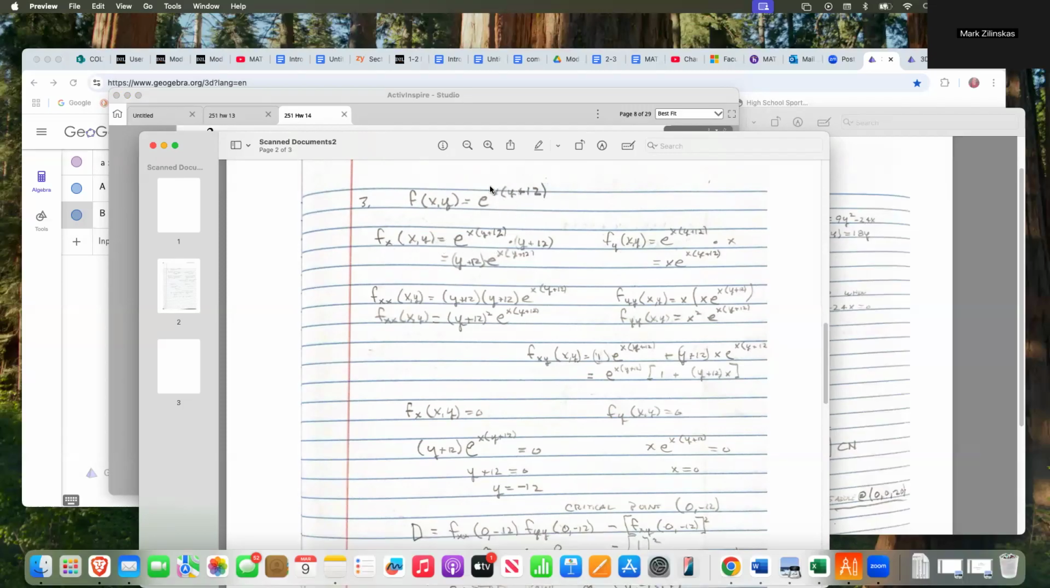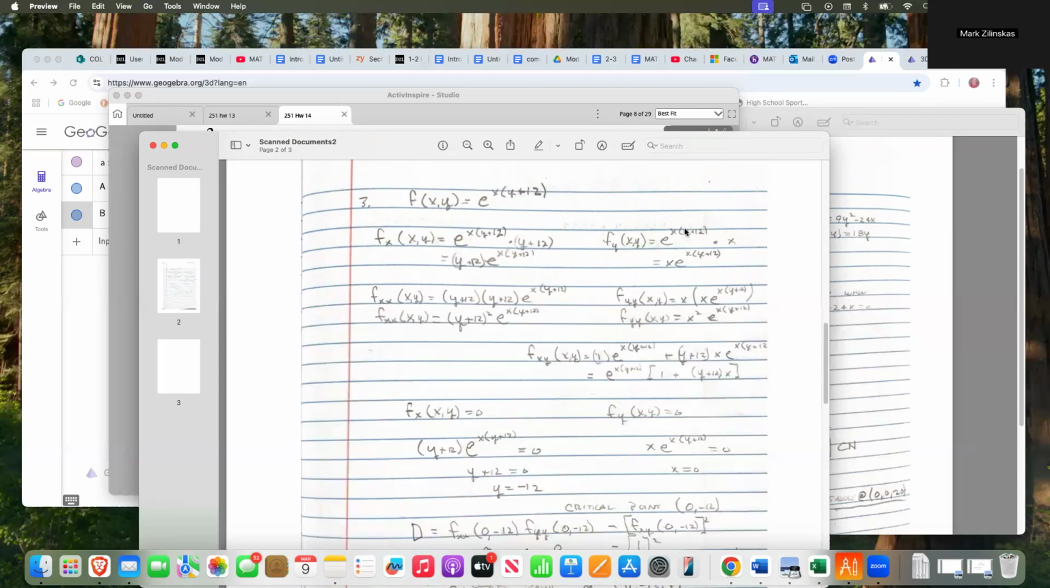I have to use a chain rule here. So I have my composition of functions. So the derivative is just whatever this is times the derivative of this with respect to x. Well, again, since y is a constant, and this is also a constant, then that's just going to be 1 times whatever this is, which is y plus 12. So I have y plus 12 times e to that exponent.